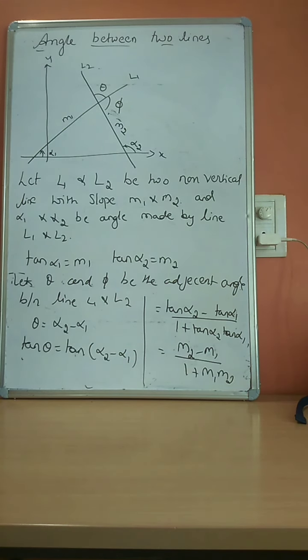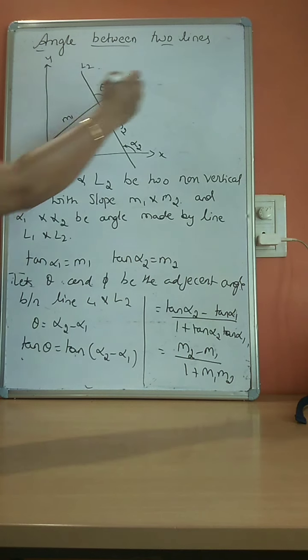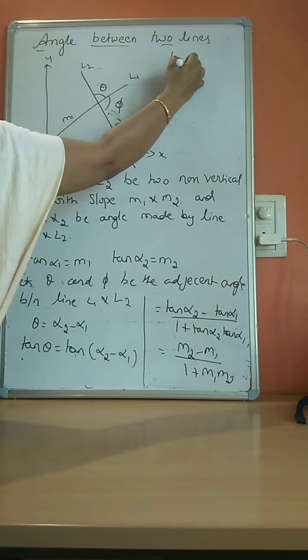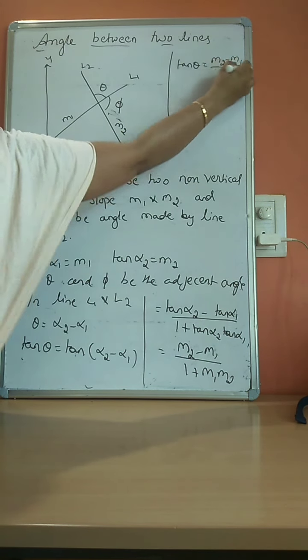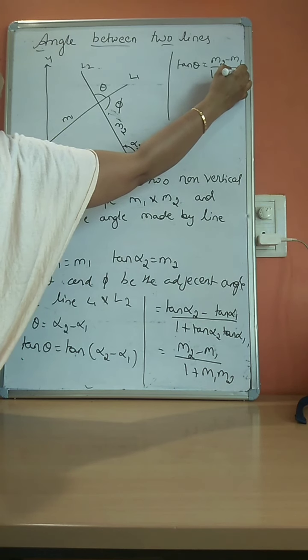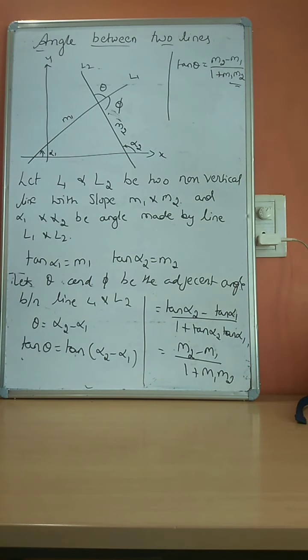That is, we can write it as tan theta must be equal to m2 minus m1 divided by 1 plus m1 m2. Okay? This is the formula for the angle between two lines: tan theta is equal to m2 minus m1 divided by 1 plus m1 into m2, and this is for theta.